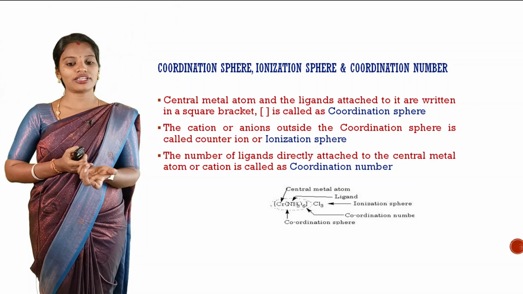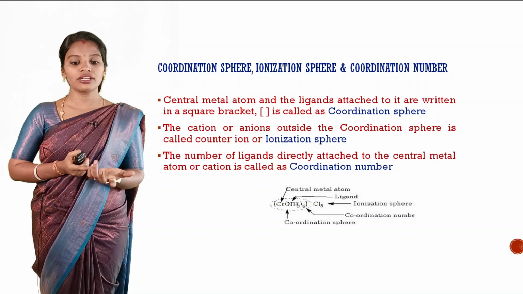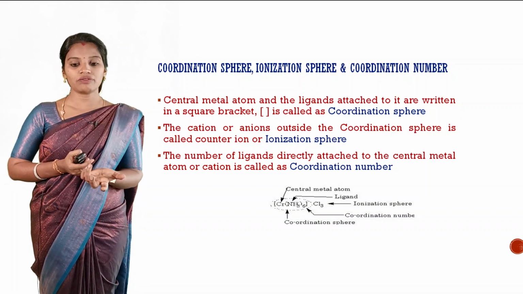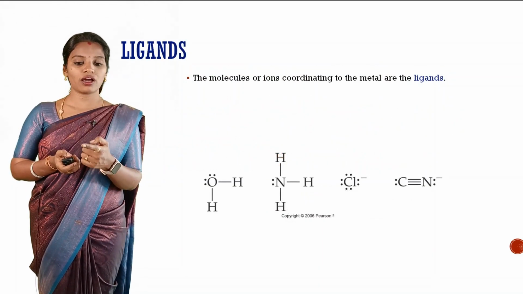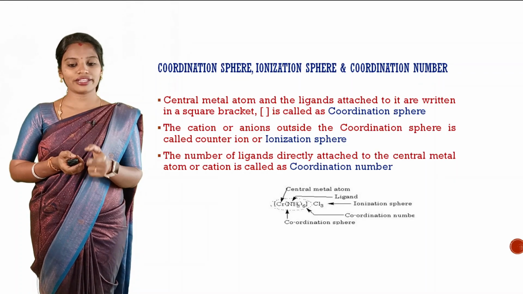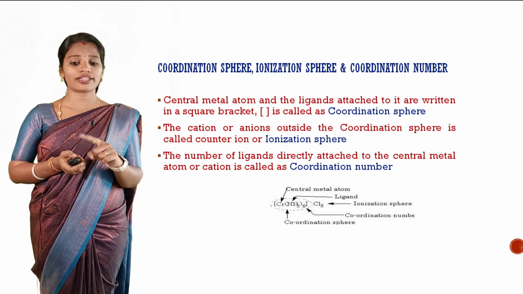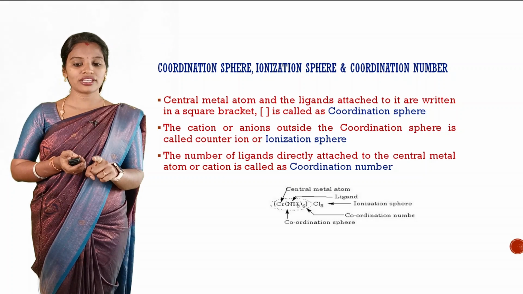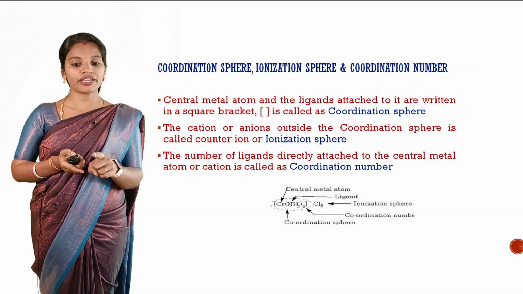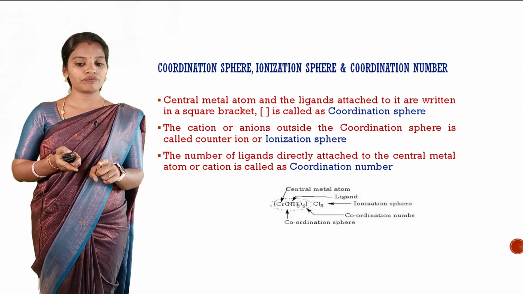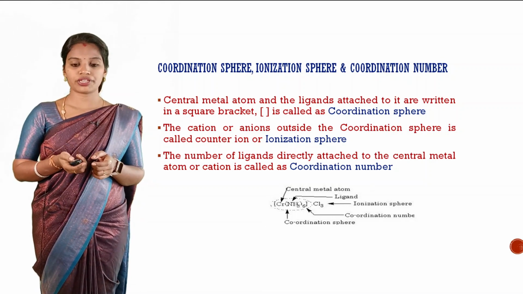And then next one, coordination number. You know very well already that the coordination number means the number of ligands which are directly attached to the central metal atom or cation. Look at the example. Cr, chromium, is the central metal atom, and NH3 is the ligand. There are six NH3 ligands attached to the central metal atom, so that 6 represents the coordination number. Cl3 is the ionization sphere or counter ion, and the whole thing within the square bracket we call the coordination sphere.